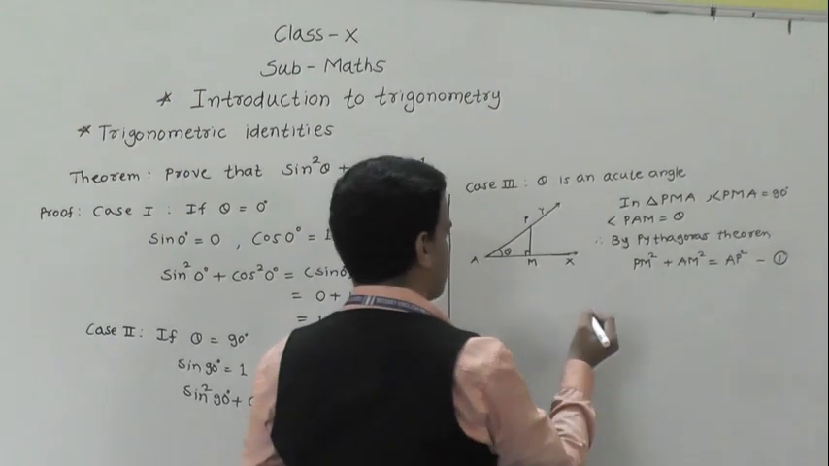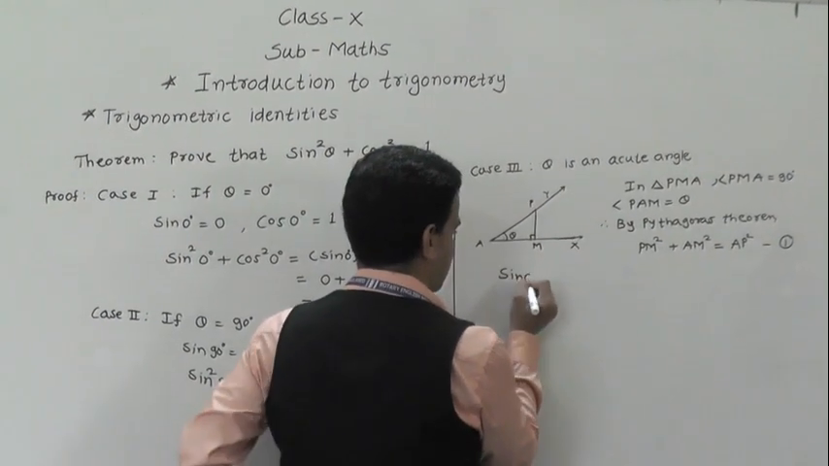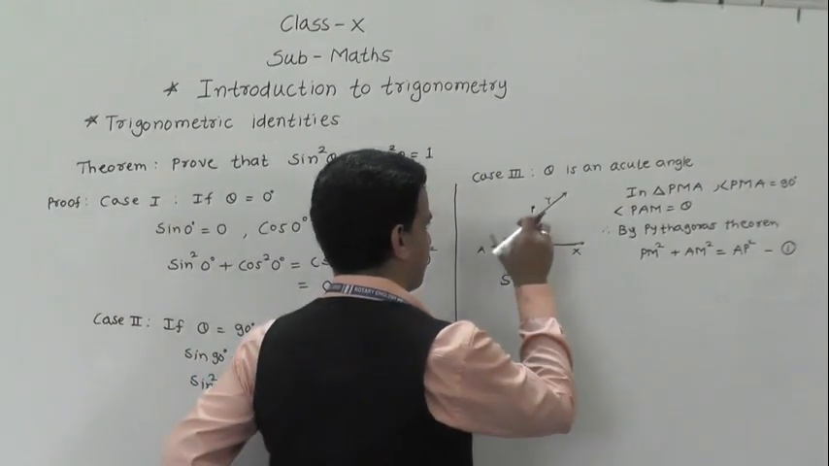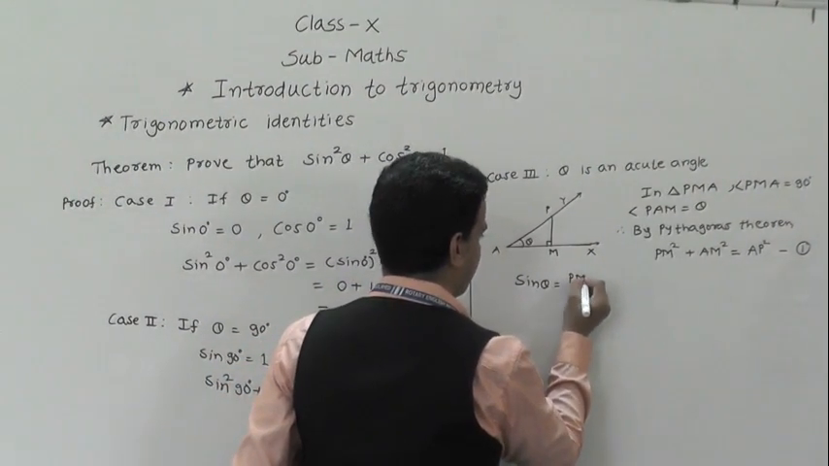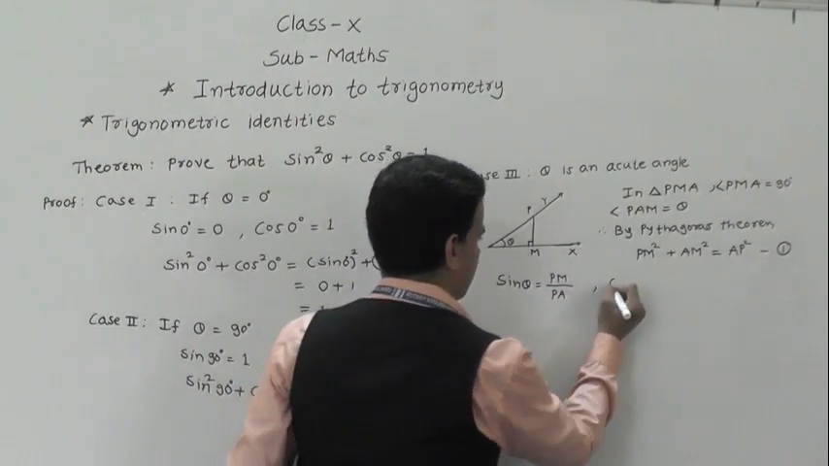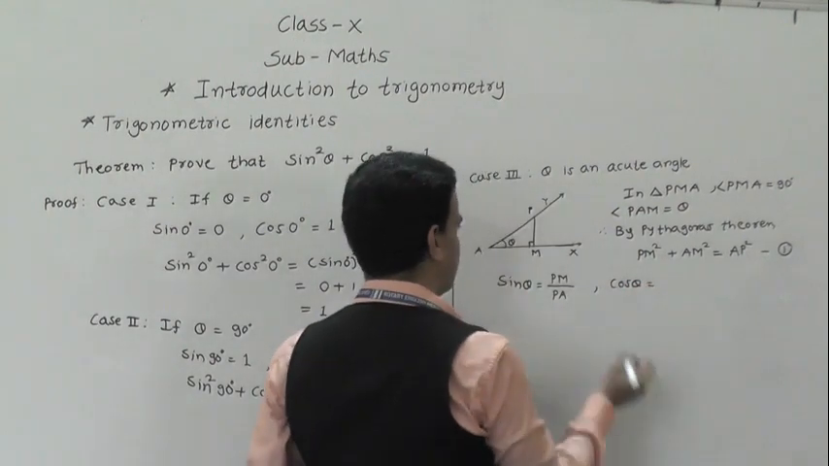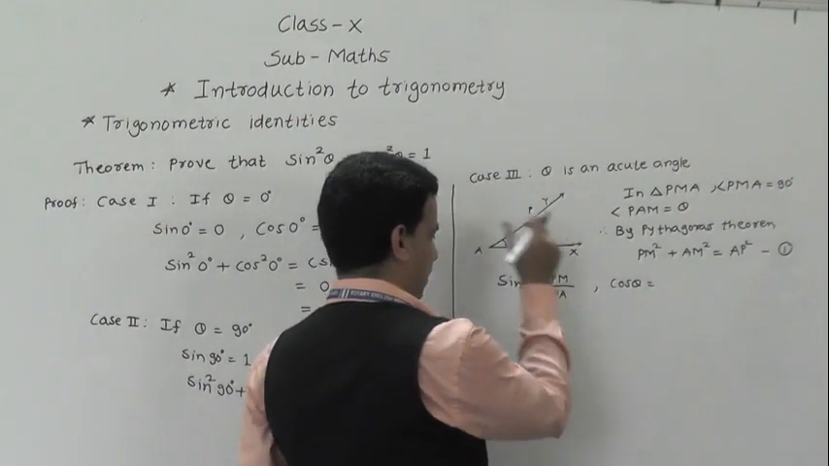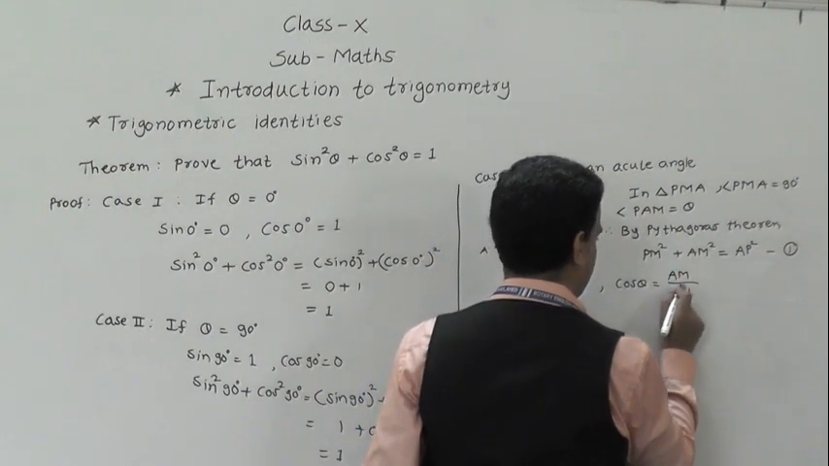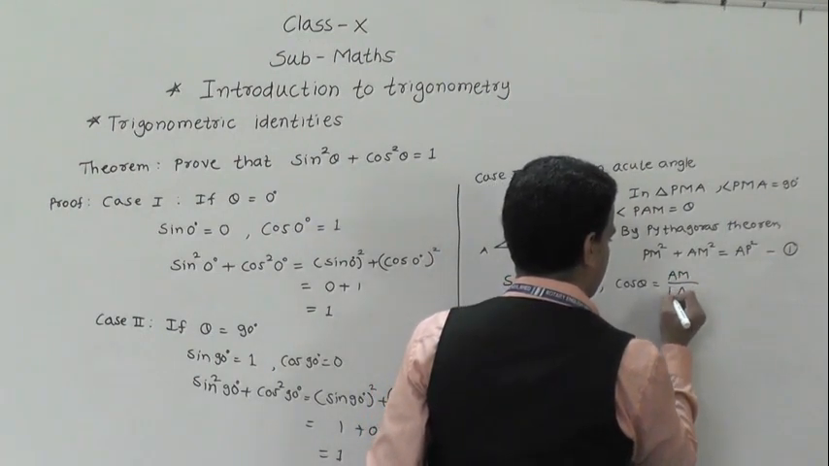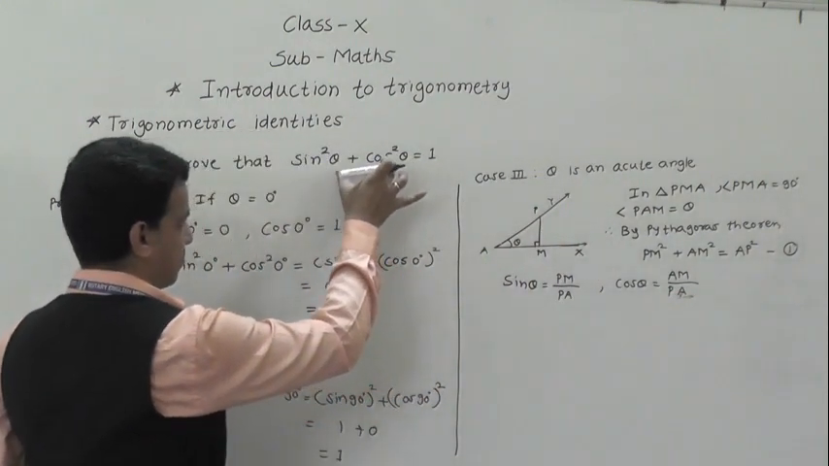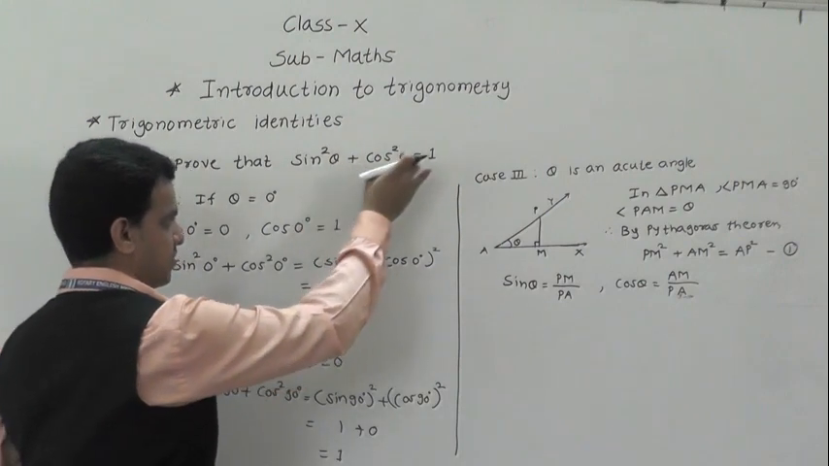Now we have to find the values of sine theta. Sine theta is opposite side upon hypotenuse, so PM divided by PA or AP. Then cos theta is equal to adjacent side upon hypotenuse, so AM divided by AP or PA. Now we have to take sine square theta plus cos square theta. We have to show that this value is equal to 1.